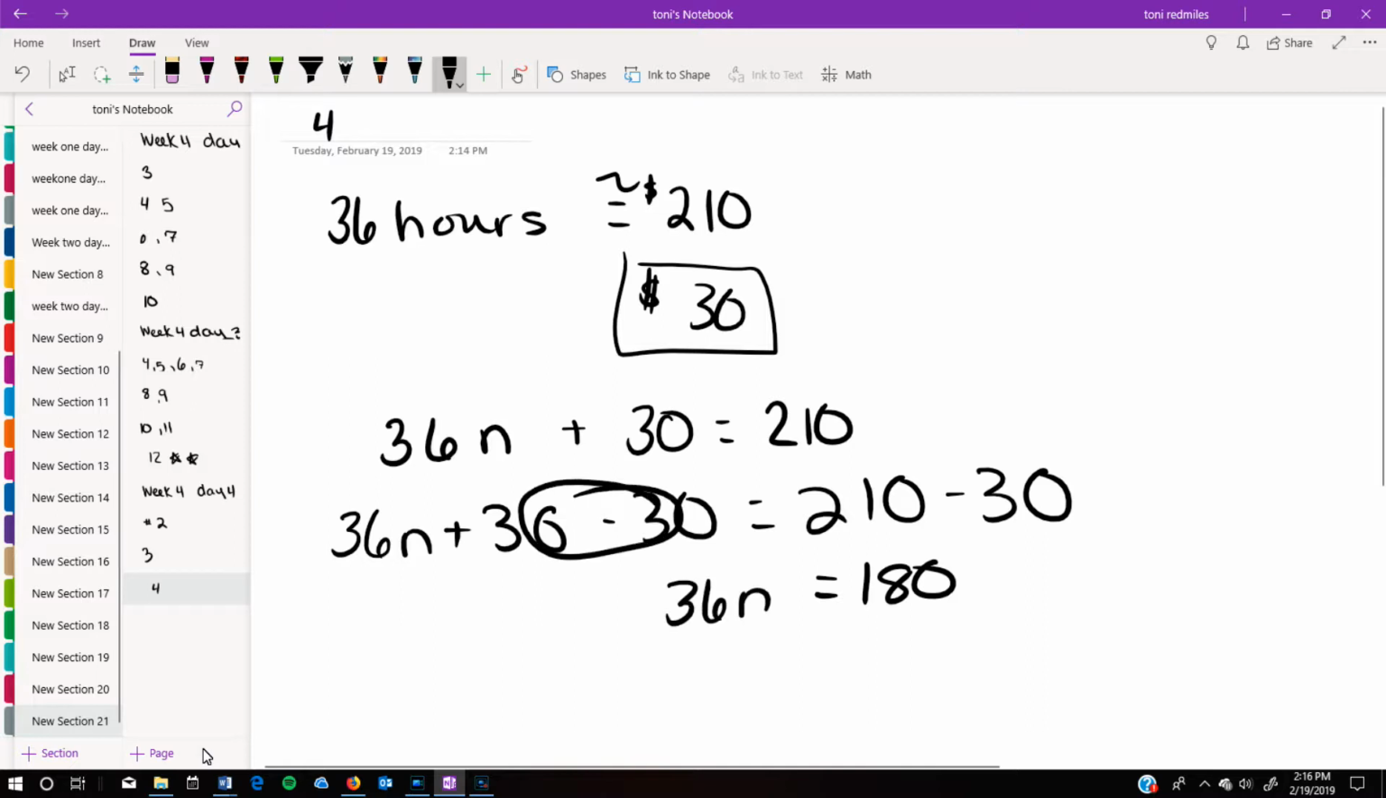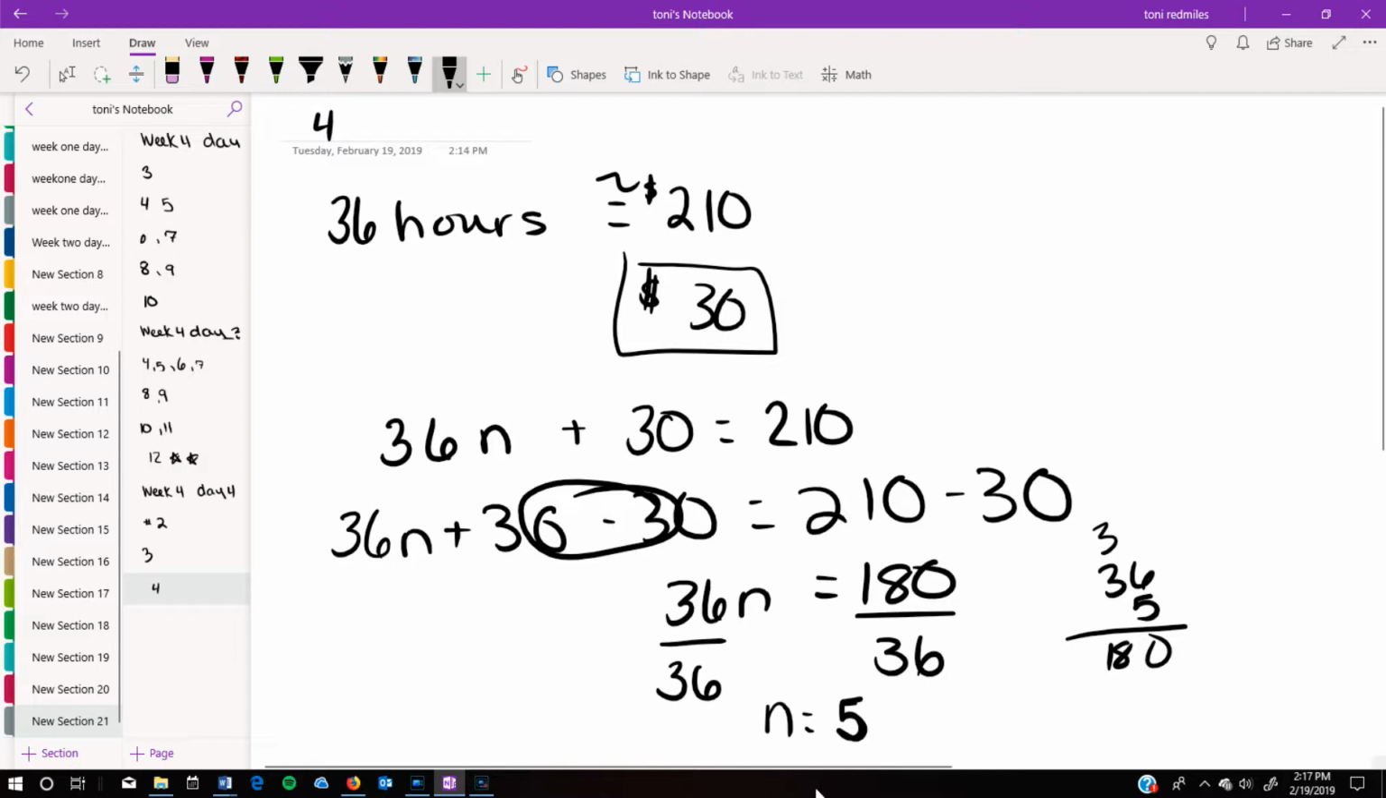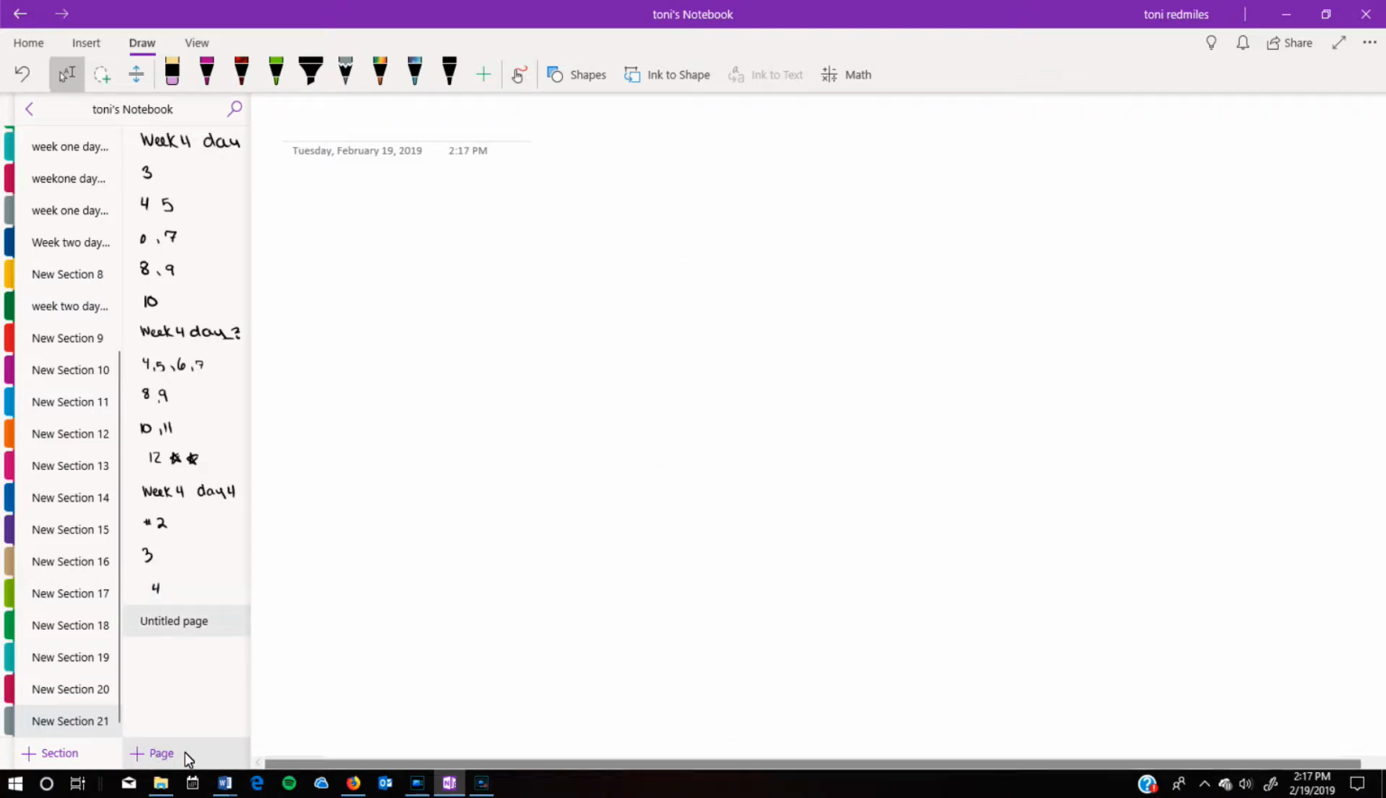Now the 36 is being multiplied to n, so I am going to divide it. Oh, this one is pretty rough. I'm going to try 5. Let's try 5. That's 30. 5 times that is 15, that's 18. So it's 5. So 36 goes into 180 5 times. So she gets $5 an hour. Probably not the best job, but you know, waitresses don't always make minimum wage depending on your state or area.